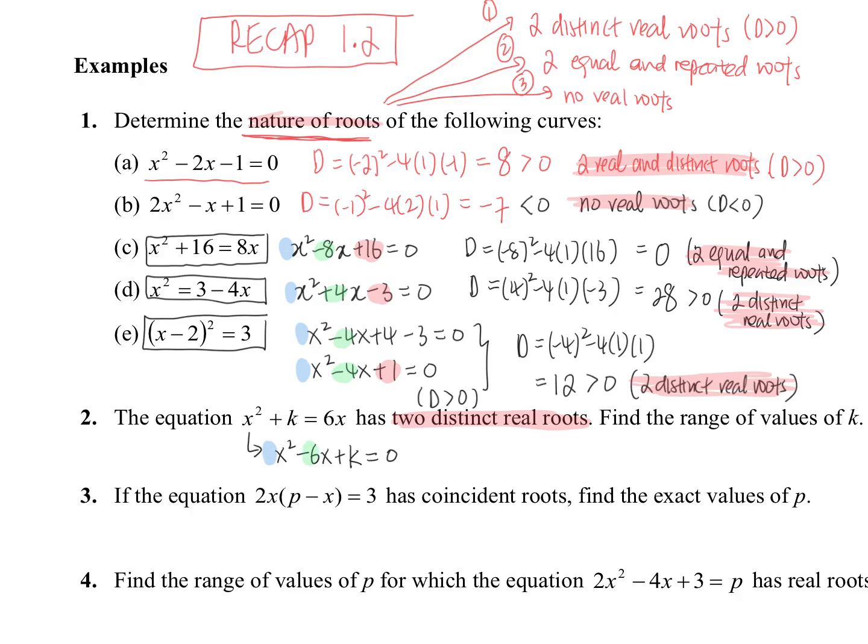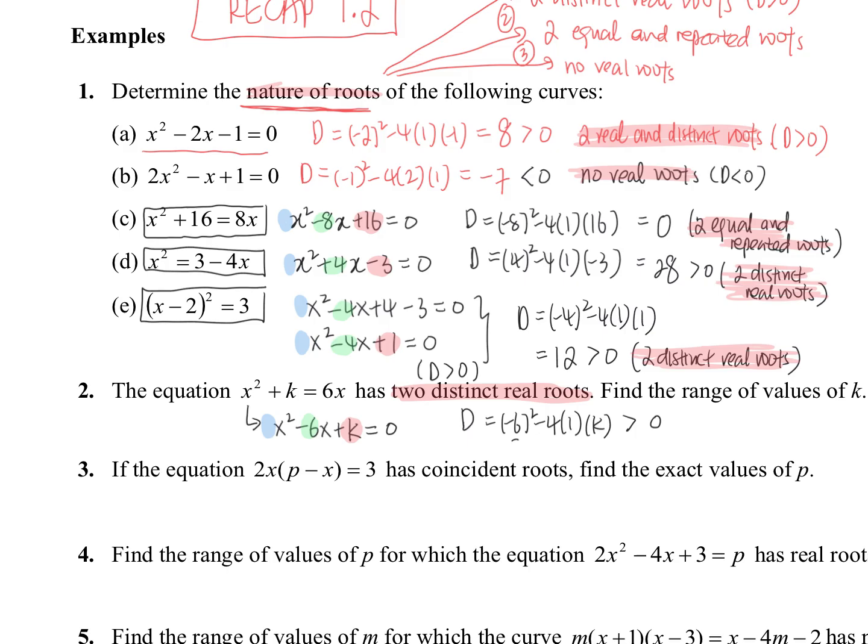A, B, C. So once you have that, go and find the discriminant, B squared minus 4AC. And you know it's greater than 0. So it is just 36 minus 4K is greater than 0. 36 is greater than 4K. So K is less than 9. So this is the answer that you want.